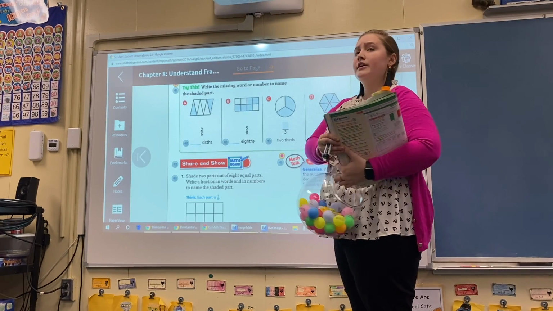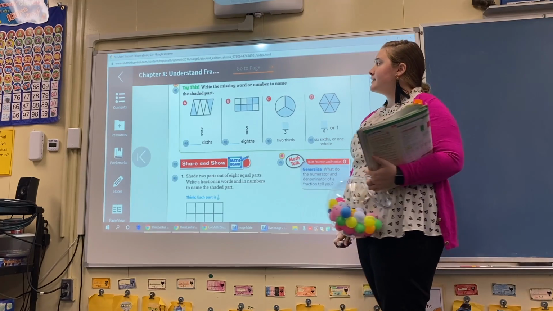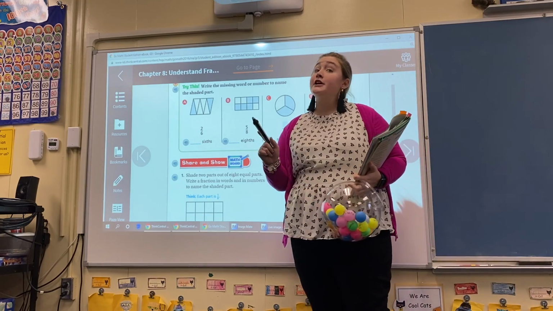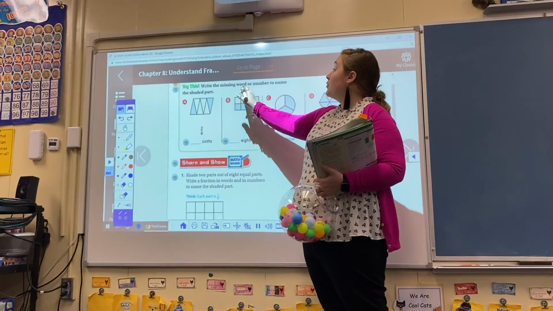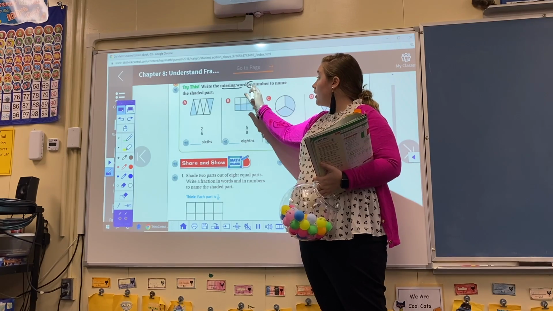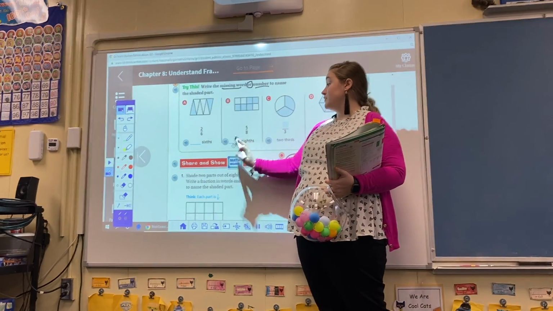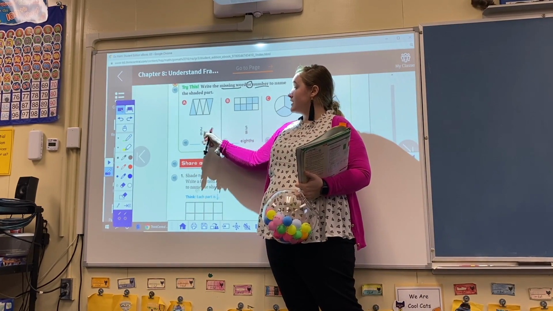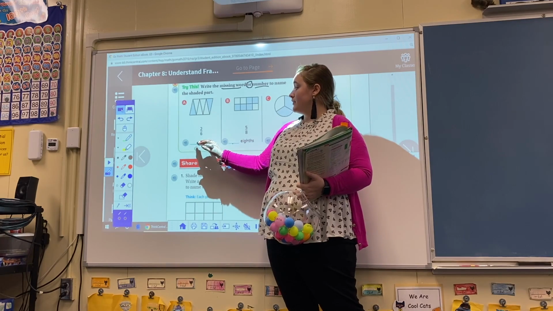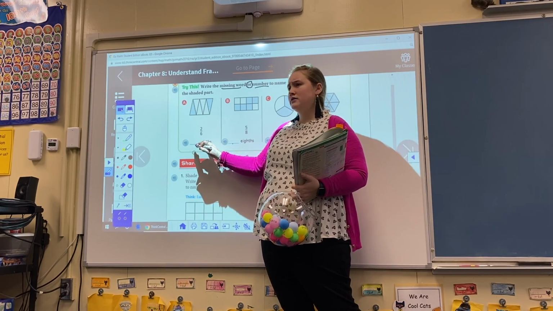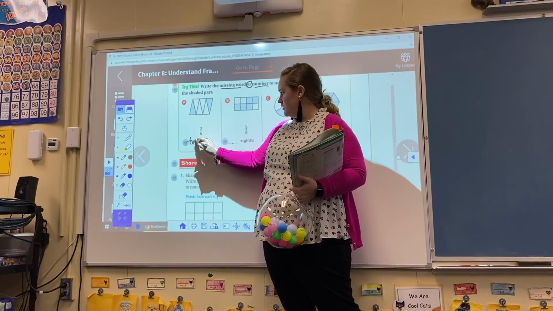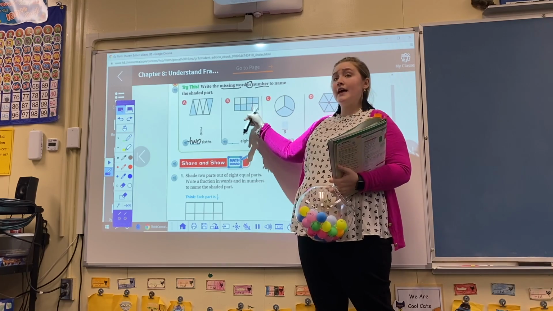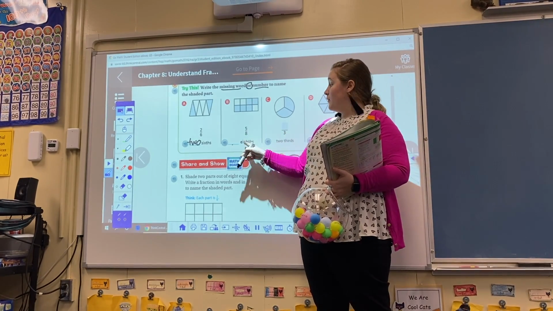So on our next page, we're going to write the missing word or number to name the shaded part. This is kind of tricky. You have to pay attention because we're missing the words, and we're missing the number up here. So for this one, we have 2 parts out of 6, 2 6. What are we going to write right here? How do you spell that? TWO. We have 5 parts out of 8 or 5/8 shaded. What are we going to write? 5.